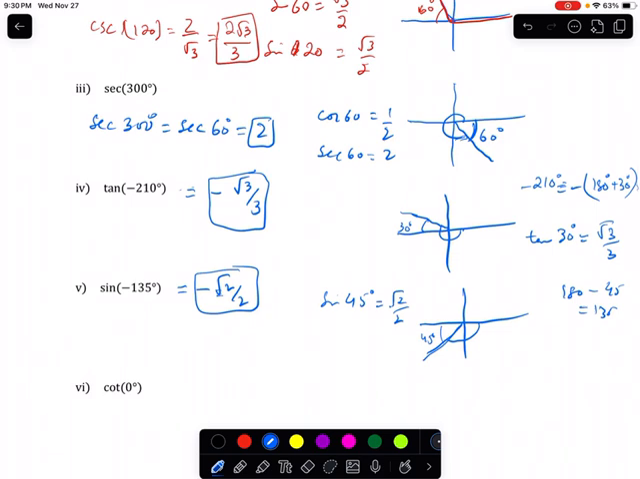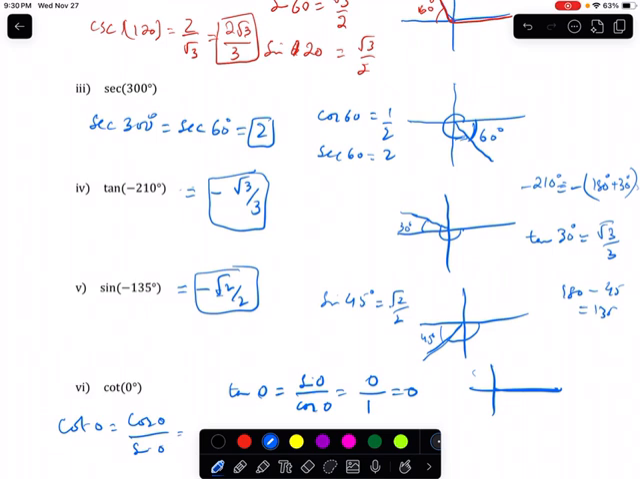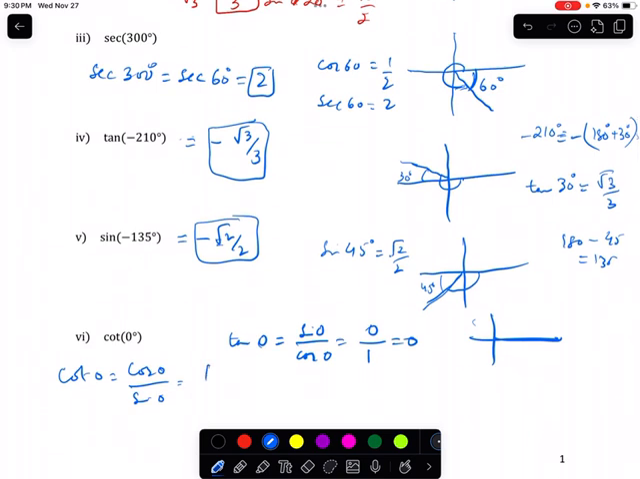Next is cotangent of 0. Now 0 is just 0, right? If you draw it, the 0 angle is just over here. So tangent of 0 is, remember, sine of 0 over cosine of 0. Sine of 0 is 0, cosine of 0 is 1, so this is 0. But cotangent of 0 is cosine of 0 over sine of 0, so it will be 1 over 0, which is undefined.